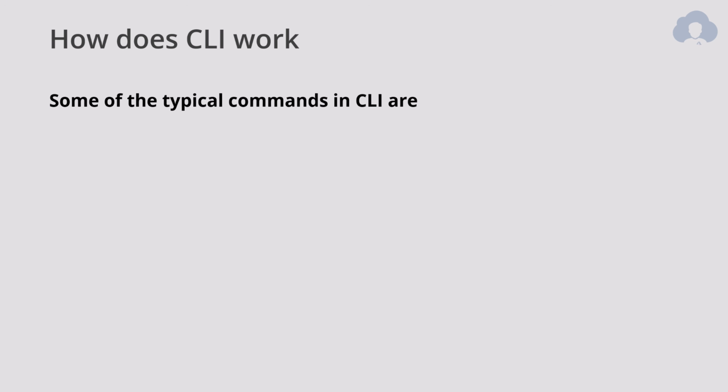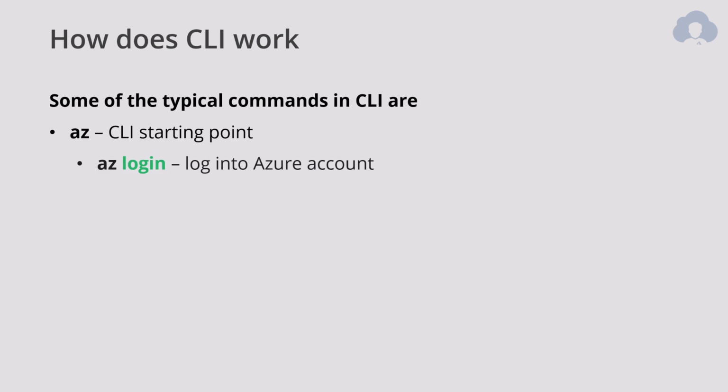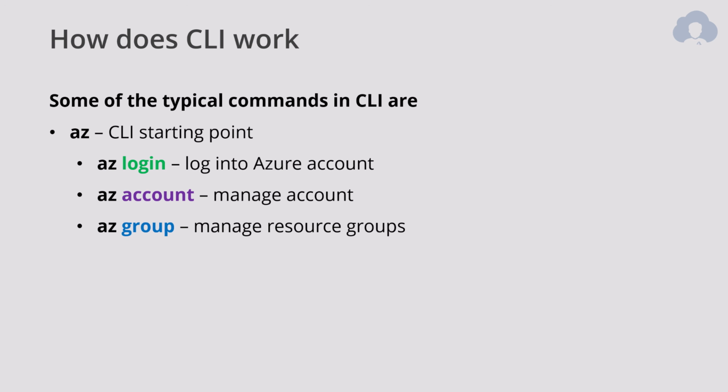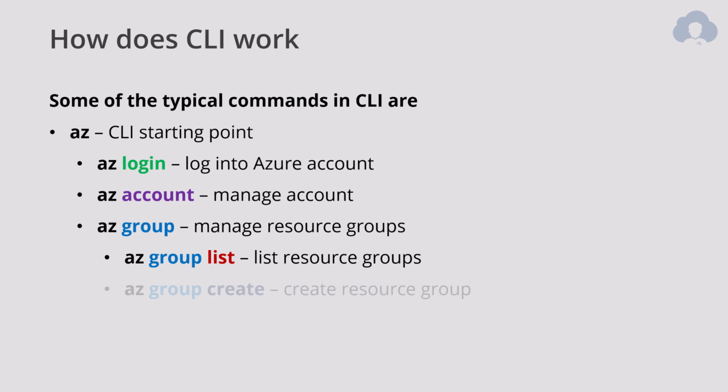How does CLI work? Well, there are typical commands within CLI that always start with az. az is your starting point for CLI. It's the most basic command. And from there, it's a hierarchy. So for instance, you have az login to log into your Azure account, az account to manage that account, az group, for instance, that's one of the examples, for a command to manage resource groups. And again, as I said, it's a hierarchy. So within that group, you then have additional actions like list to list all your resource groups, create to create new ones, etc. There are hundreds of commands available for you, and we're going to learn them in a second.